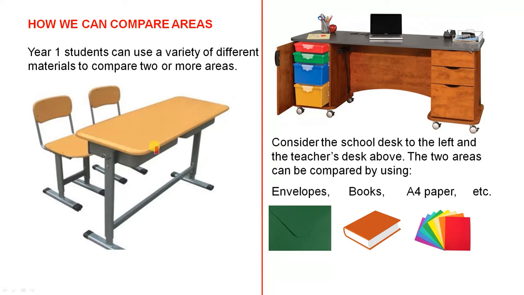In other words, if you take this envelope and place it over the desk like that, say that's one envelope, and then you place the envelope again like that, two envelopes, and you just keep placing the envelopes around, and you can tell how many envelopes it takes to cover the desk. And you can do the same with the teacher's desk, and that way you can work out which one is the larger. You can do exactly the same by covering the desks with books or by covering them with A4 paper. So that's how we can compare two or more areas at the Year 1 level, just by using shapes like that.